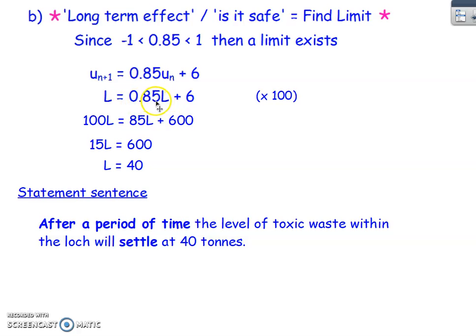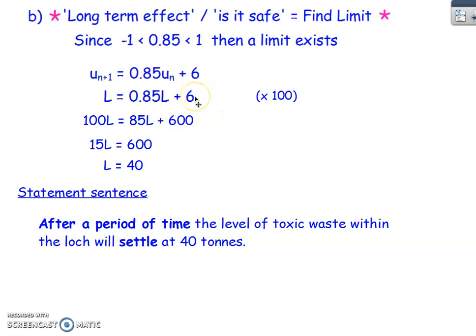Now I want to eliminate the decimal. If I multiplied this one by 10, it would give me 8.5, which isn't enough. So in this example, we're going to multiply by 100. For the ones that we did last time, you multiplied by 10. In this example, you're multiplying by 100 to get rid of the decimal fully. So just watch out, look at your decimal and make the decision. 0.85, that's going to need to be 100. So when you multiply by 100, L becomes 100L, 0.85 becomes 85, and 6 becomes 600. This is the most common mistake.